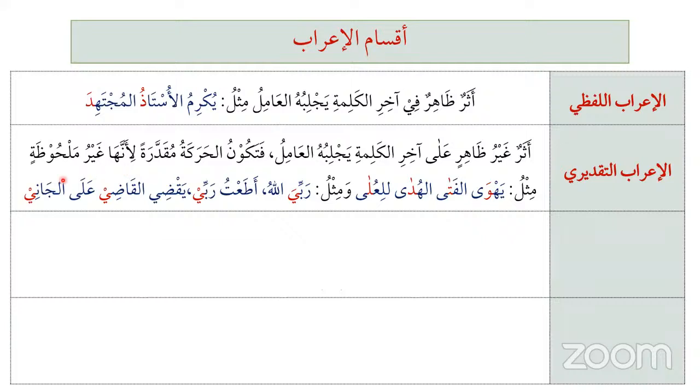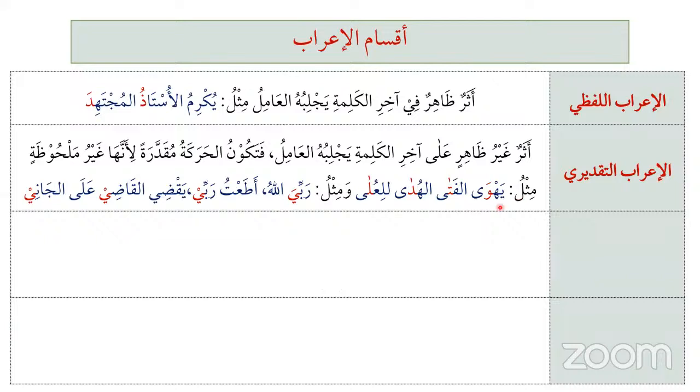لأنه غير ملحوظة. Why is the حركة assumed? Because it's not seeable, it's not visible. You can't see it there in the text. That's why you will have to assume it. So we have a few examples here, and I'll explain why I've given a few examples. So we have the first one.